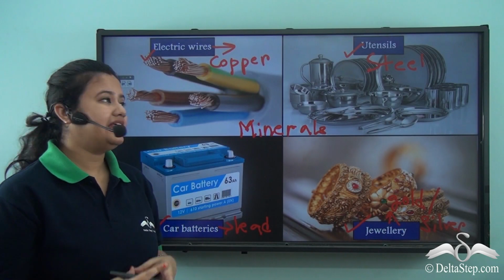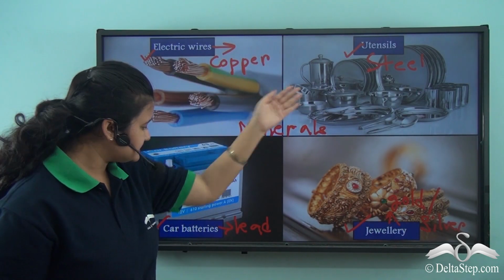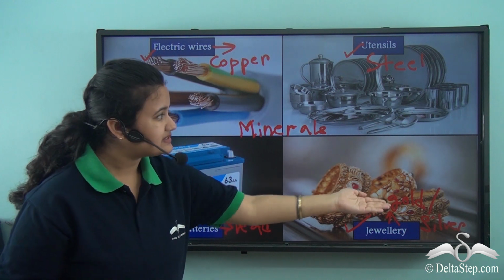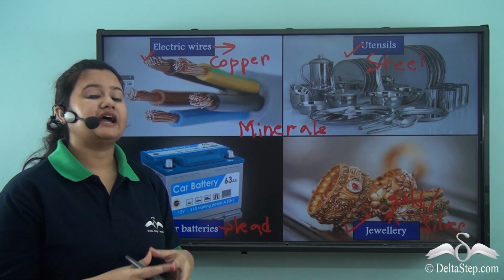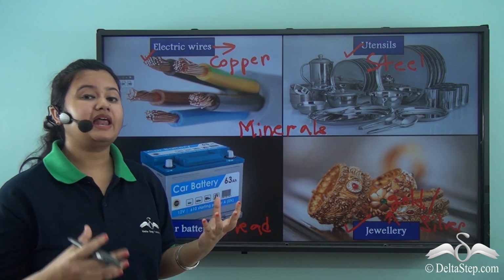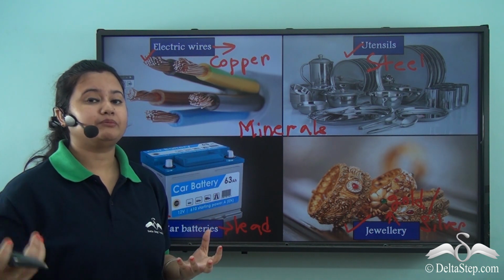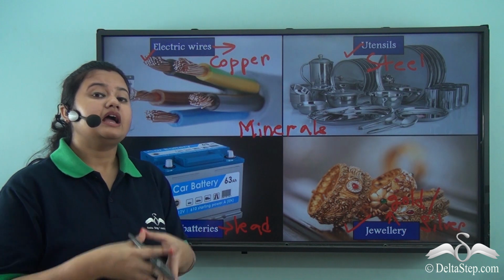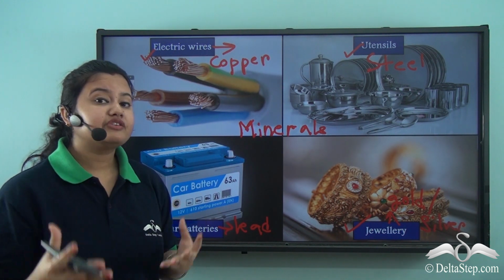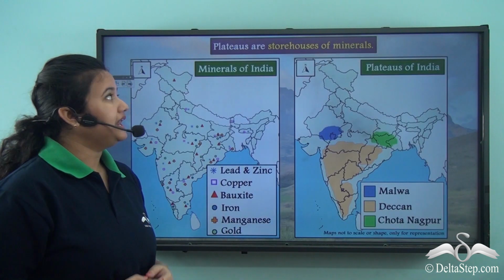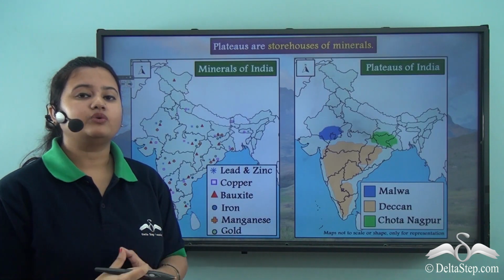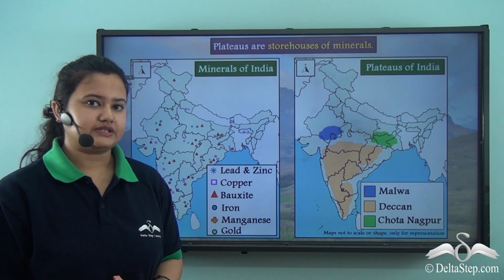Now, all these elements, that is copper, steel, lead, gold, silver, etc., are important minerals. Thus, we find that minerals are very valuable and many useful products can be obtained from them. Now, do you know where minerals are found? Well, minerals are mostly found in plateau regions.